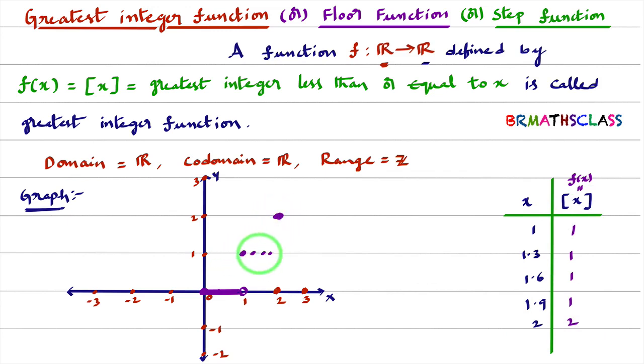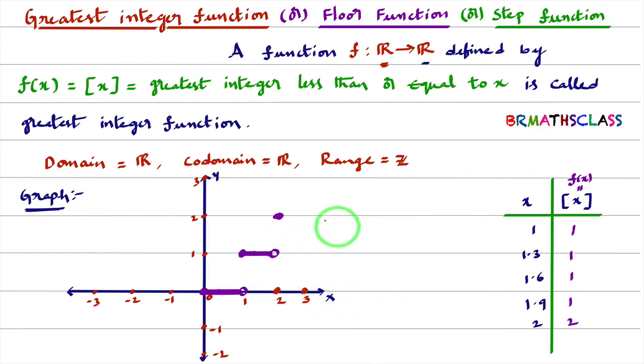So if we join all these things, what happens? Now you observe here, this point is not included. What point is this actually? 2, 1 is not included. So the graph will come like this. I hope you are understanding. You can see this side closed circle is there, this side open circle is there.